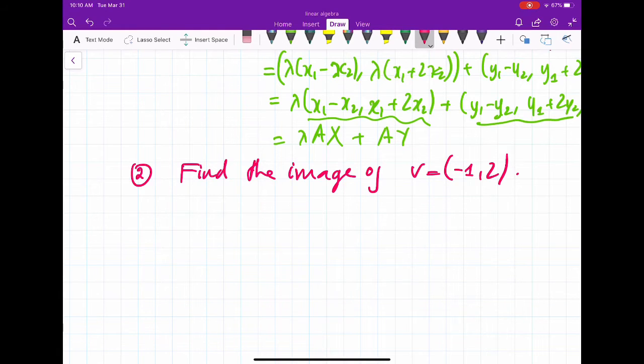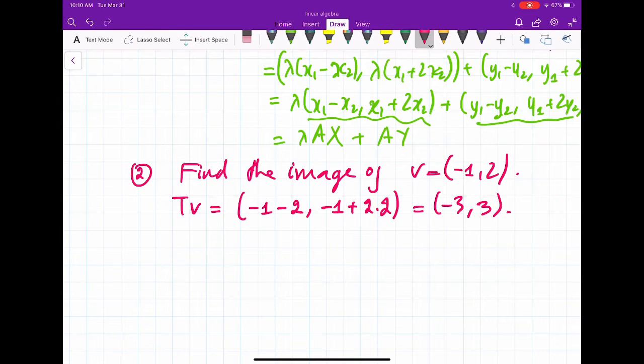-1 and 2. So you just need to plug V into the formula. You have TV equal to x is -1, minus y is 2. x plus 2y, 2 times 2, which is -3 and then 3.